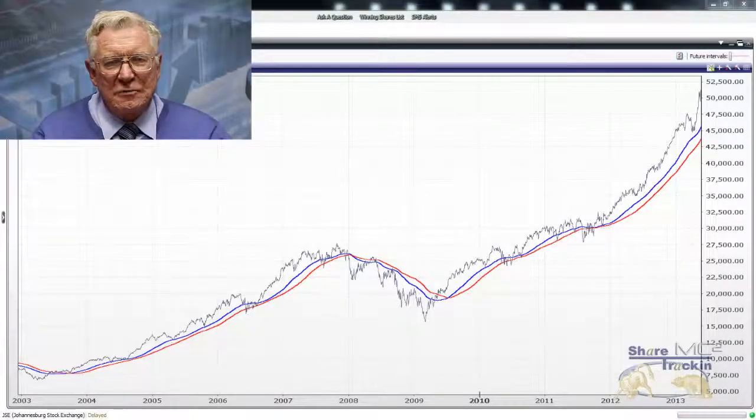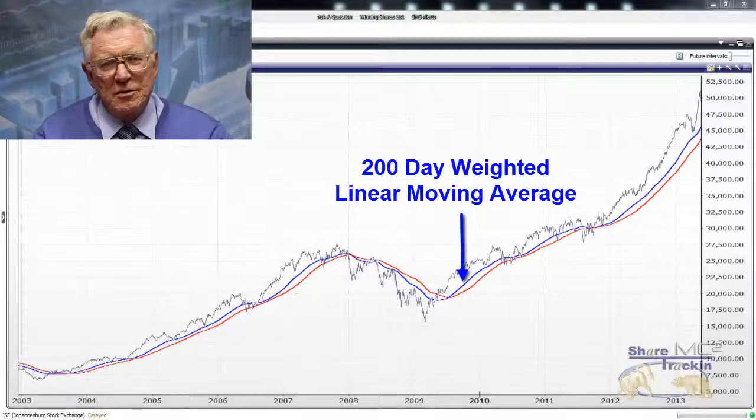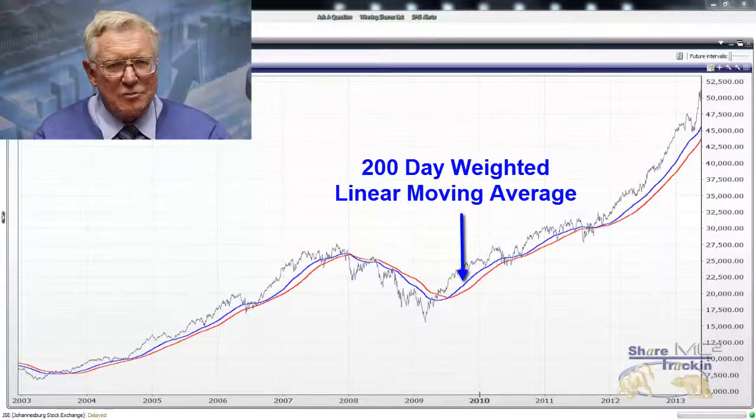Here you can see that we've put on a simple moving average in red and a weighted linear moving average in blue. And you can see that the blue moving average follows the chart much more closely, giving earlier signals and getting whiplashed more, somewhat in a similar fashion to a shorter moving average.